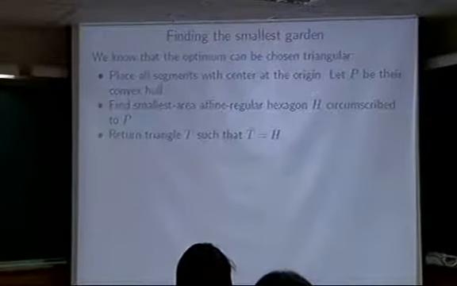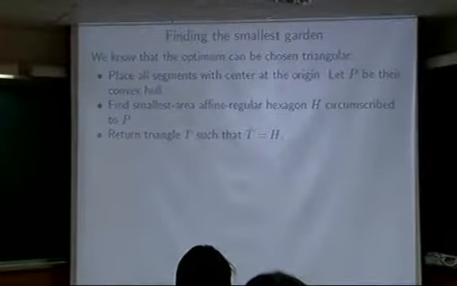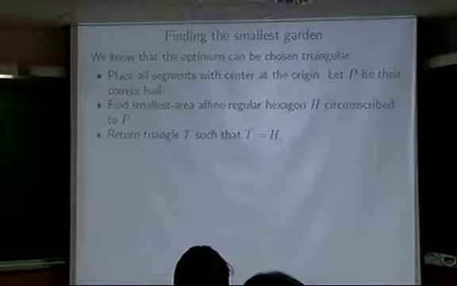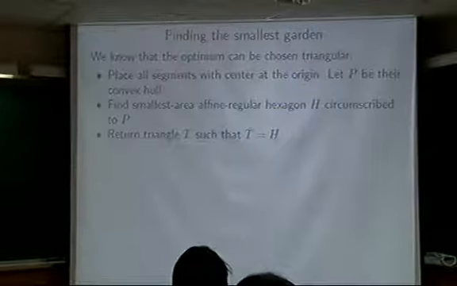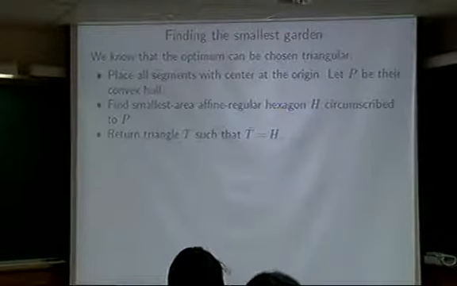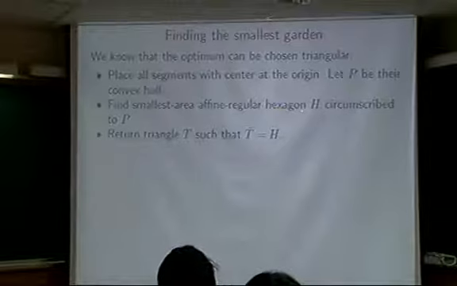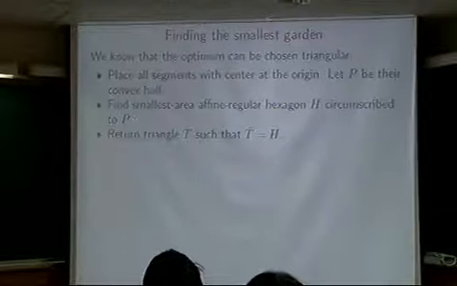Given a set of n line segments, finding the smallest triangle such that all the segments can be fit inside. What you do is you simply translate the segments so that their center is at the origin. Then you take the convex hull. This gives you a centrally symmetric convex figure. Now you choose the smallest area affine regular hexagon circumscribed to this figure. And then you return the triangle whose symmetrization is this hexagon.